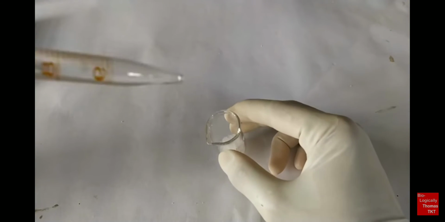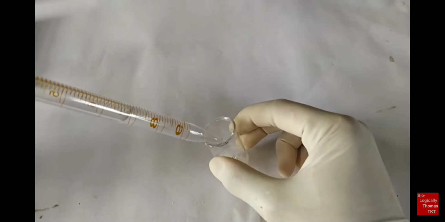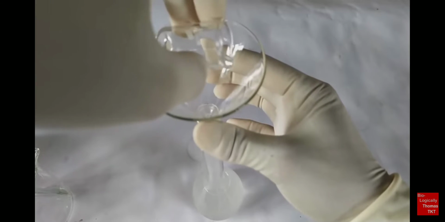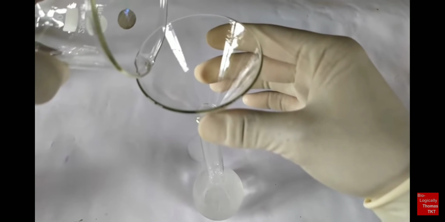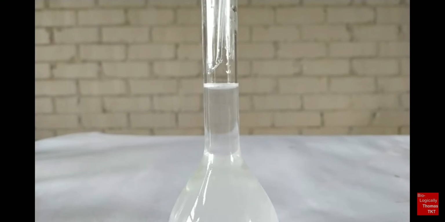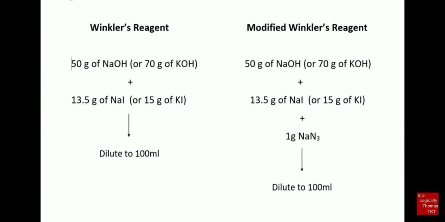Meanwhile, weigh 1 gram of sodium azide in a small 10 ml beaker and add 4 ml of deionized water using a pipette. Stir the contents to dissolve the salt and add this to the alkaline iodide solution in the volumetric flask. Wash down the funnel, stirring rod, and beaker using small quantities of water and make up the final volume to 100 ml.